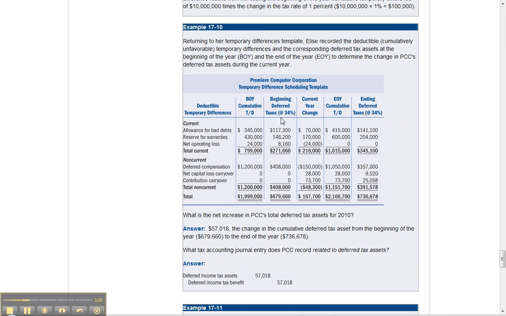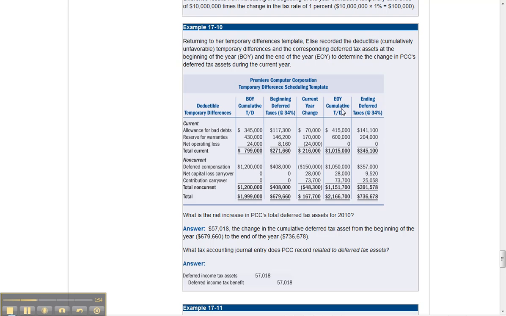This example now gets at the deductible temporary differences. Before, we dealt with the taxable ones, the ones that are going to result in deferred tax liabilities in the future. This one relates to deductible temporary differences. These were amounts that increased our taxable income this year, but will cause future deductions for us. So kind of like good guys.